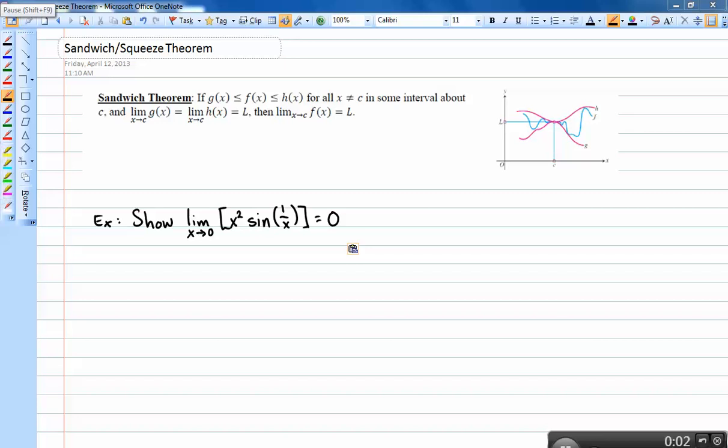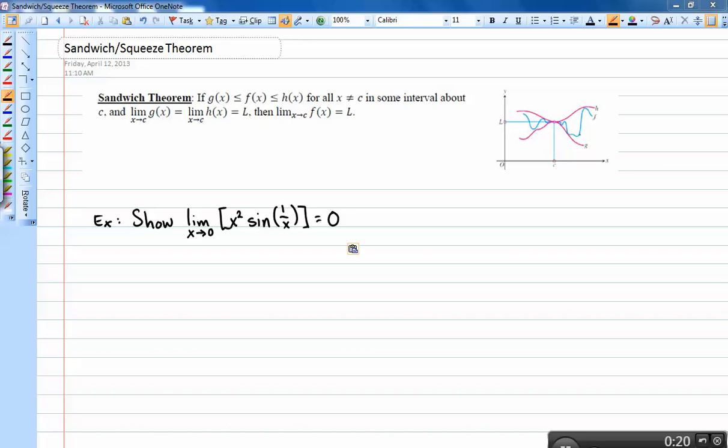Okay, so I want to look at this thing called the sandwich theorem. It's also called the squeeze theorem. I think it's also called the pinching theorem in some places. But sandwich and squeeze are what I've heard most of the time. So the wording I think is a little complicated looking, but it's actually a pretty simple idea.